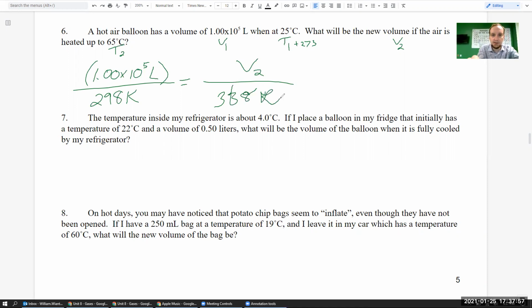38 Kelvin. Sorry guys, it's reading my pen when I'm not even touching the screen.